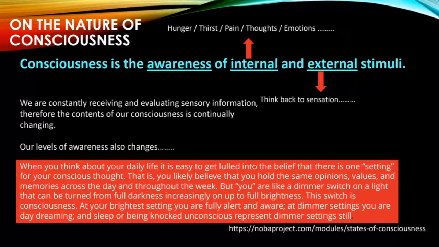So remember that we are constantly receiving information from our senses and we're evaluating it. Therefore, what's in our consciousness, what we're aware of at any given time, is continually changing. Remember how we pay attention to some stimuli and not to others, or we pay more attention to certain stimuli. That's what's in our consciousness. That's what we're aware of. So we're always having sensory input, internal and external stimuli, and the content of what we're aware of is always changing.